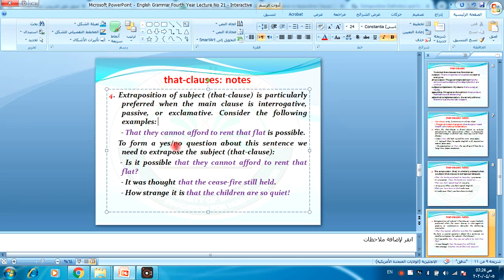The same thing applies when the main clause is in the passive. So, it was told that the ceasefire is still held. The original sentence reads as, that the ceasefire is still held, was told. Now, since the main clause is in the passive, we prefer to delay the that clause. So we should say, it was told that the ceasefire is still held. The same thing also applies with exclamative clauses. How strange it is that the children are so quiet.